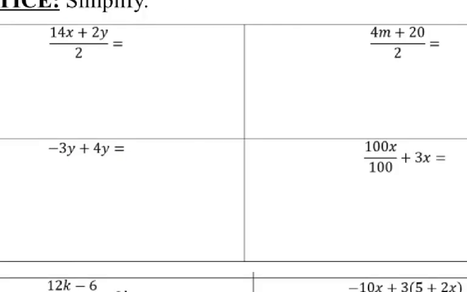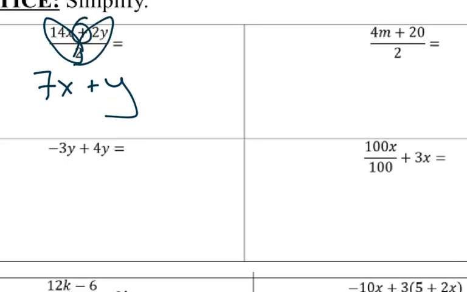Alright, at this point you should be done with your problems. We are going to quickly review the answers. For the first problem, we should have simplified to 7x plus y. That's because you are distributing your divided by 2 to each of the terms and keeping your plus. For the next one, we should have 2m plus 10.